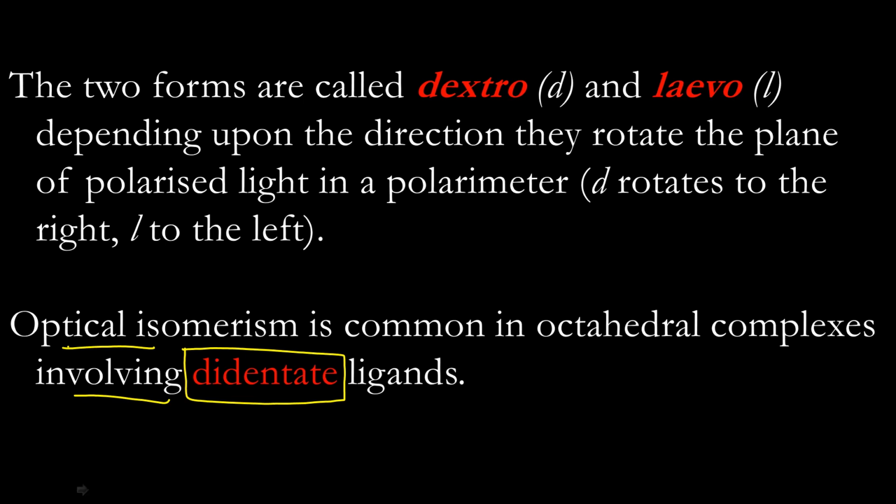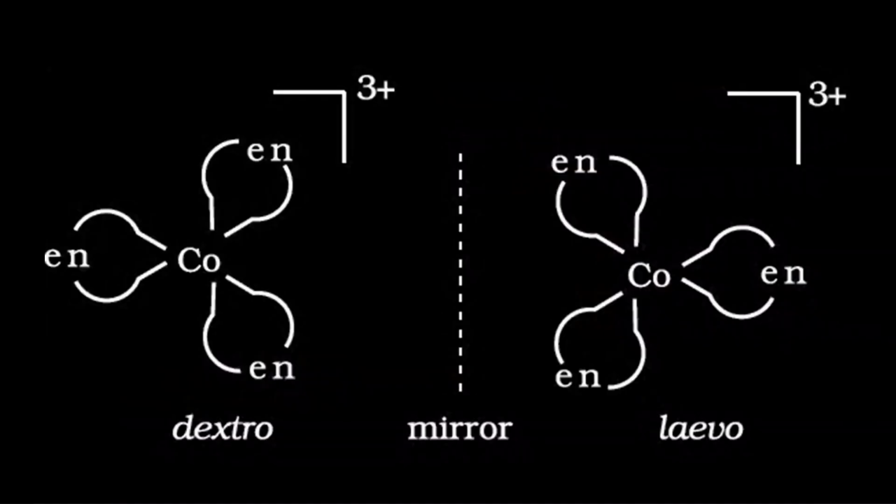These are didentate. So now this is en attached to cobalt, and you have the mirror image of this one.